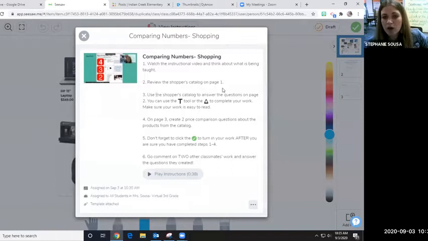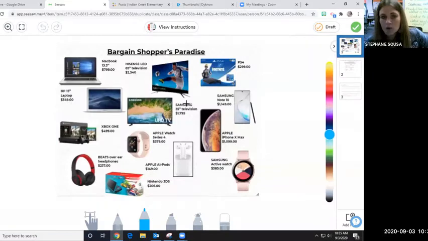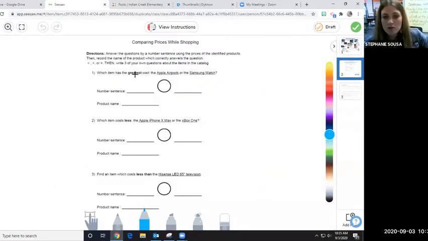It says you'll use the shopper's catalog to answer questions on page 2. You can use the label tool or the pencil tool to complete your work. Make sure it's easy to read. So when we go to page 2, we can see that we are given some questions. Which item has the greatest cost? Apple AirPods or Samsung watches? Which item costs less? The Apple iPhone or the Xbox One? You're going to be creating a number sentence using your comparison signs, and you're going to be writing the name of the product that has the greatest cost, the least cost, etc.